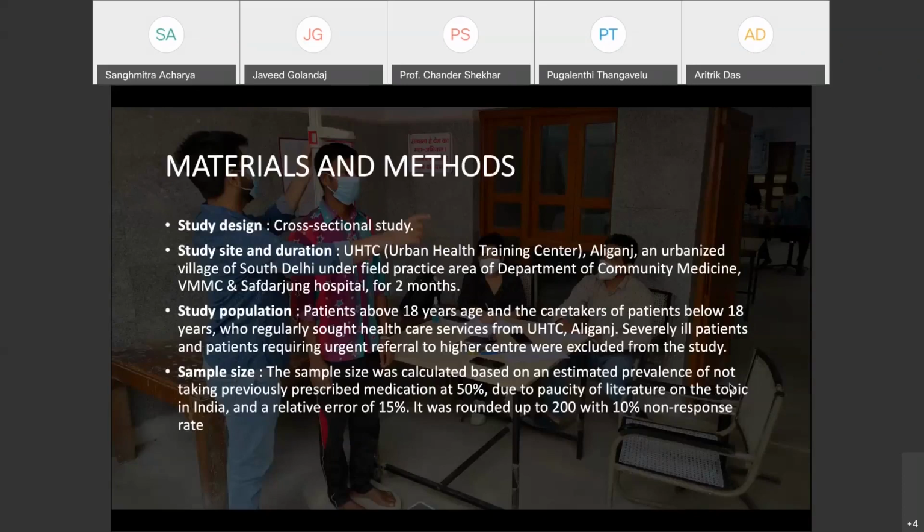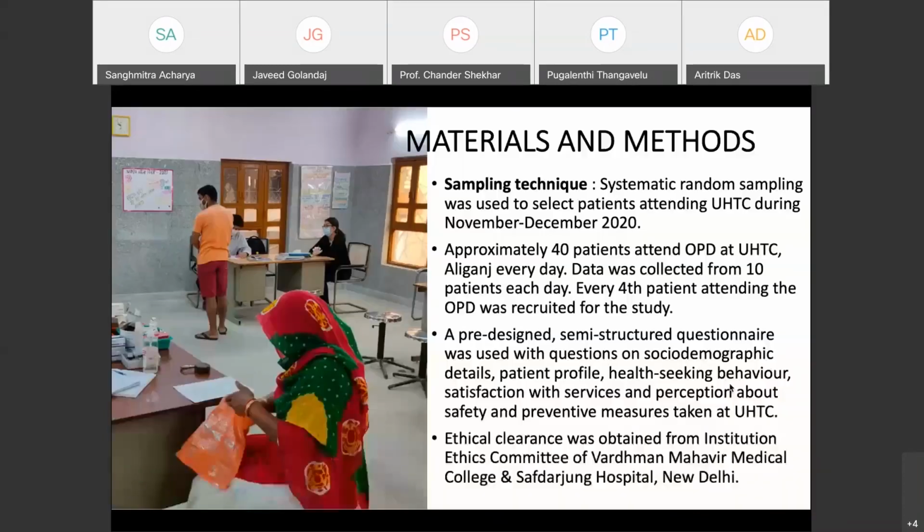The sample size was calculated based on an estimated prevalence of not taking previously prescribed medications at 50% due to paucity of literature on the topic at the time, in India especially, and a relative error of 15% was taken. The sample size was rounded up to 200 with a 10% non-response rate. Systematic random sampling was used to select patients attending the UHTC during the 2 months, November and December of 2020. 40 patients attended the OPD each day, so data was collected from every fourth patient, 10 patients in total per day.